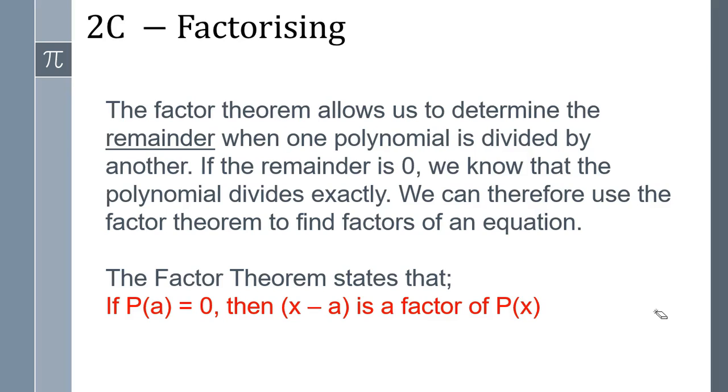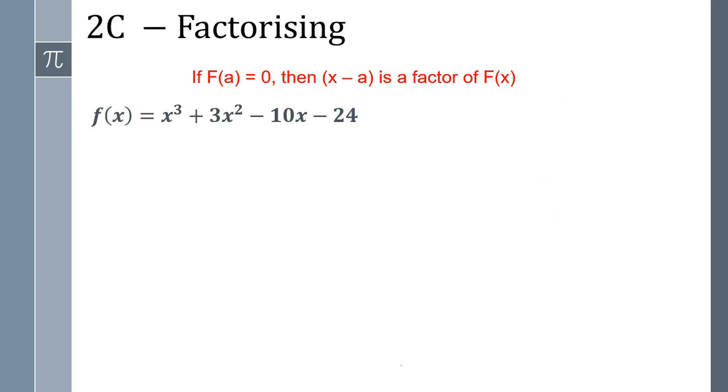If the remainder is 0, then you can use that factor because it divides exactly. Okay, so the factor theorem states that if p of a equals 0, or f of a, or y equals 0, then x minus a is a factor of p of x. So let's do it through examples. It's a bit hard to get your head around just talking about it.